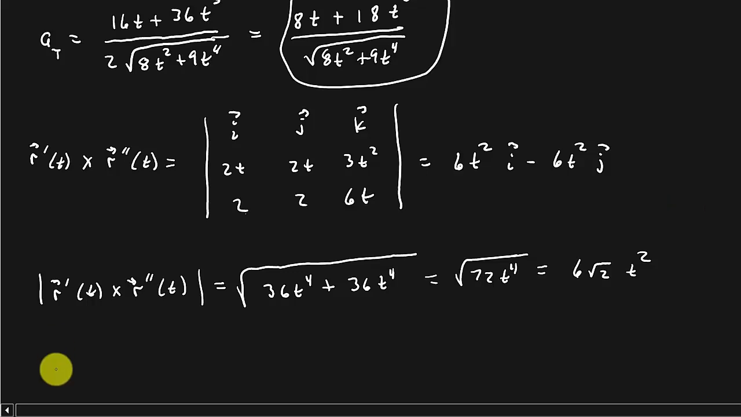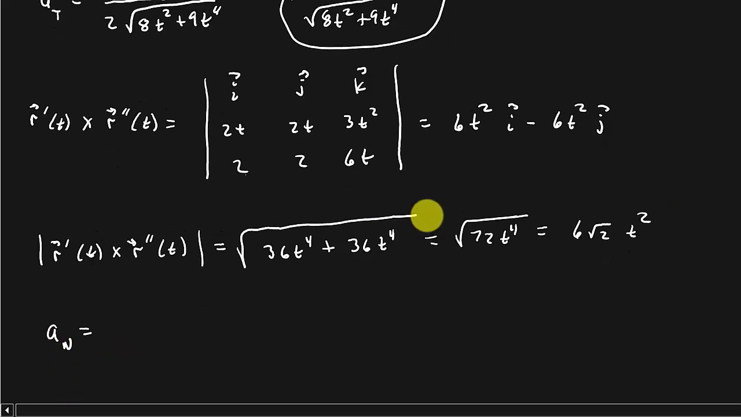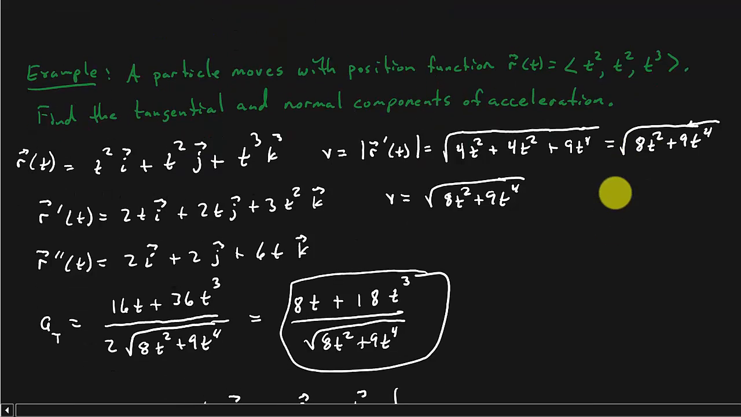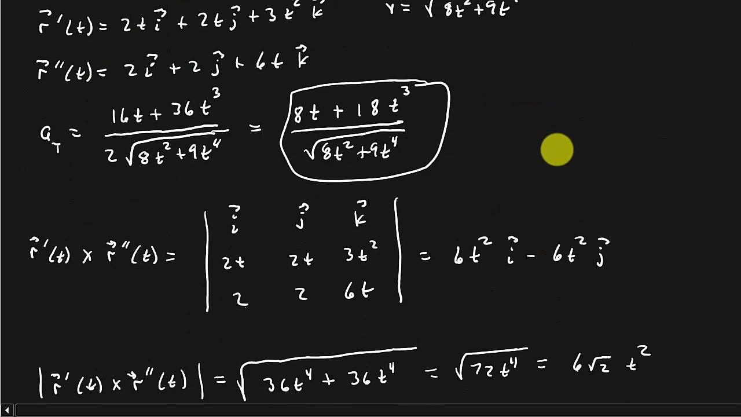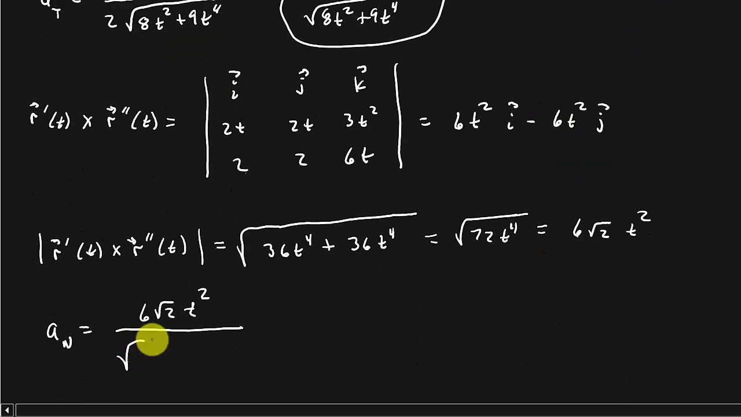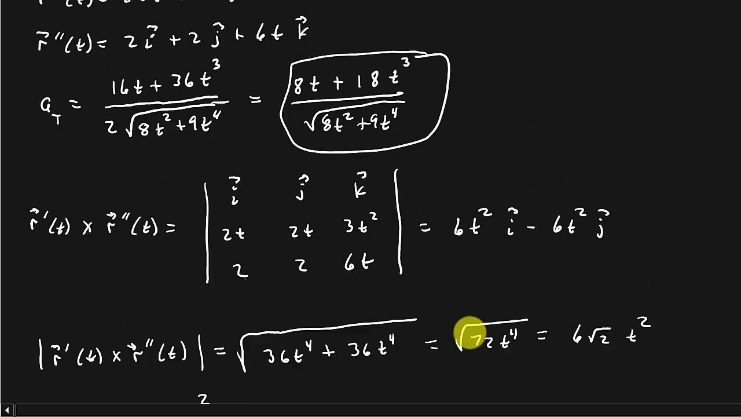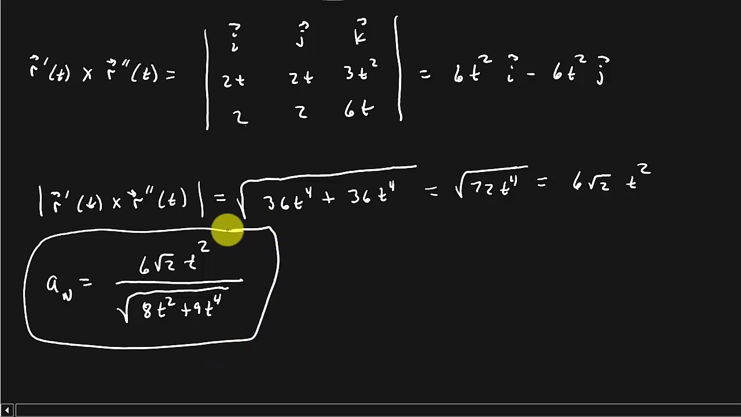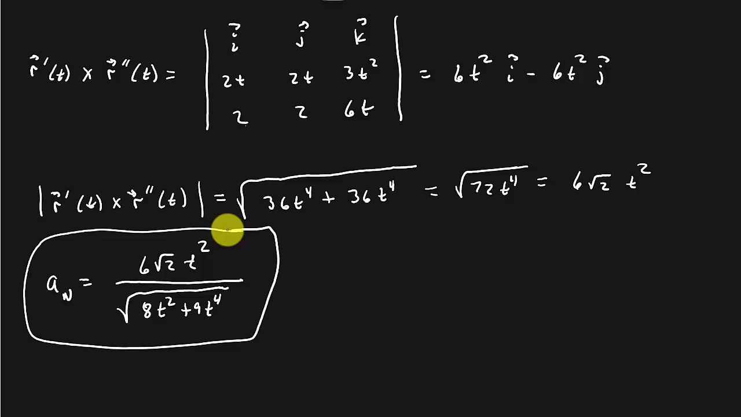And so now a sub n is the magnitude of the cross product, which is 6 square root of 2 t squared over what? Basically, that's over v, right? See, there's our magnitude, v. So that's the square root of 8t squared plus 9t to the fourth. And there's your normal component. And that is it. That's all of this lesson.